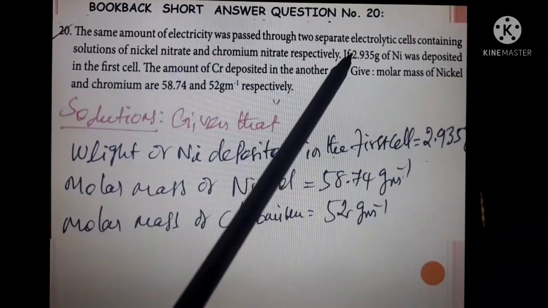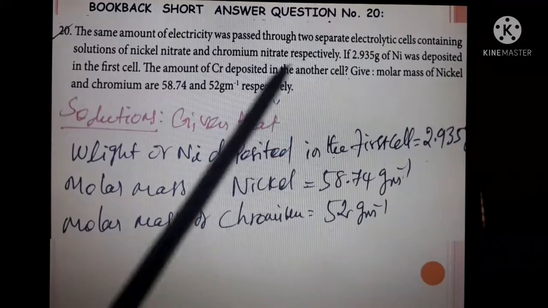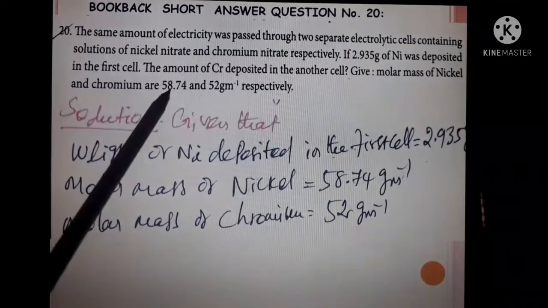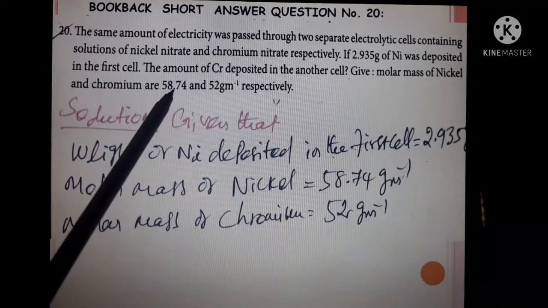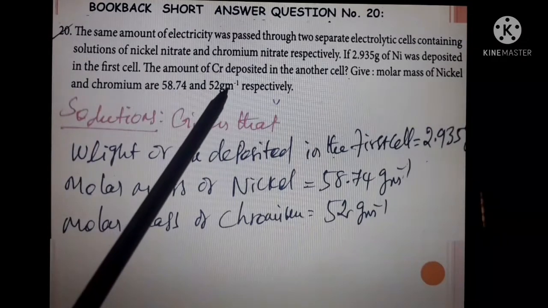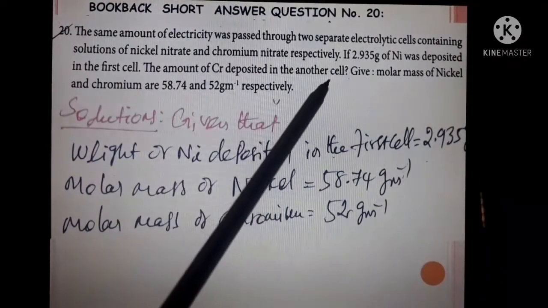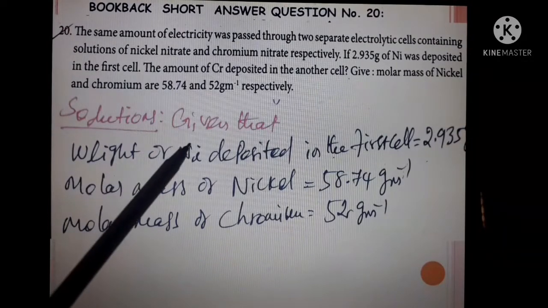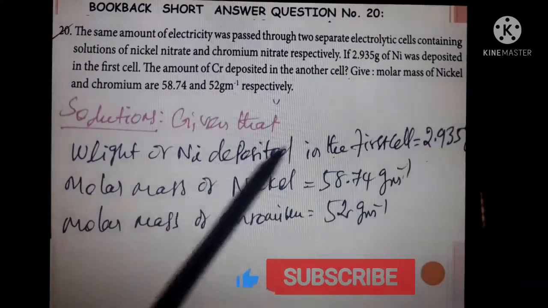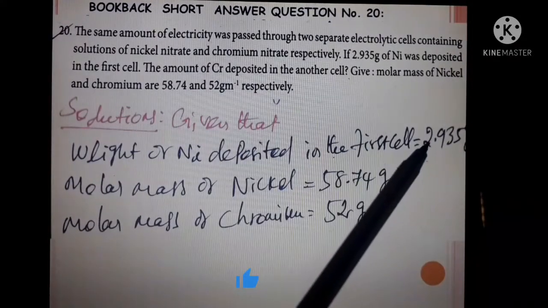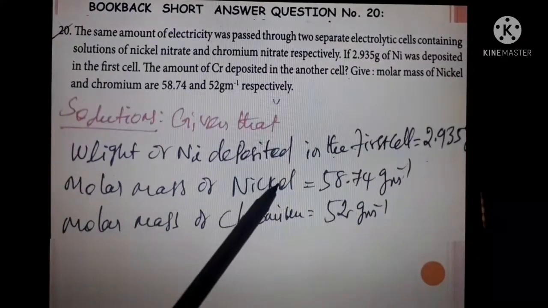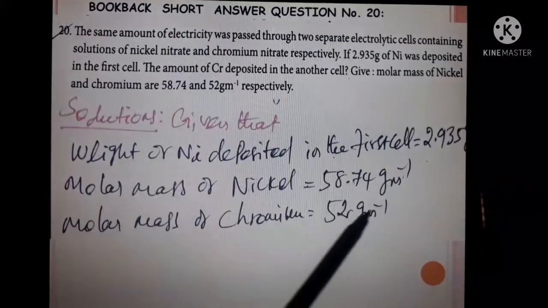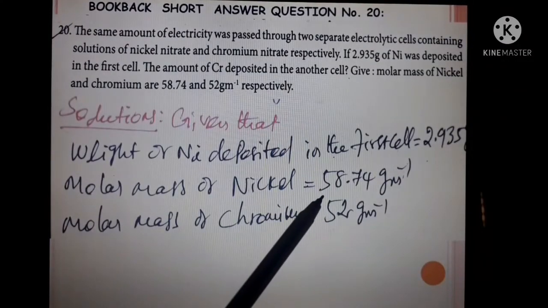Already given that 2.935 gram of nickel is deposited. Now we find the chromium. The molar masses of nickel and chromium are 58.74 and 52 gram per mole. This is the data. Write the given data: weight of nickel deposited in the first cell is 2.935 gram. Molar mass of nickel is 58.74. Molar mass of chromium is 52 gram per mole.